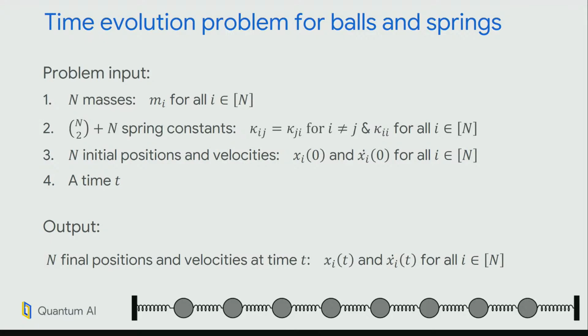I'm going to use x for my position, then x1 to xn for the n masses, and the argument is the time. So at time 0, I want to know all the positions. And for velocity, I'm going to use this notation of putting a dot to represent time derivative. This is very common in physics. So xi dot means the velocity of the ith particle, again at time 0. So these are the initial positions and velocities.